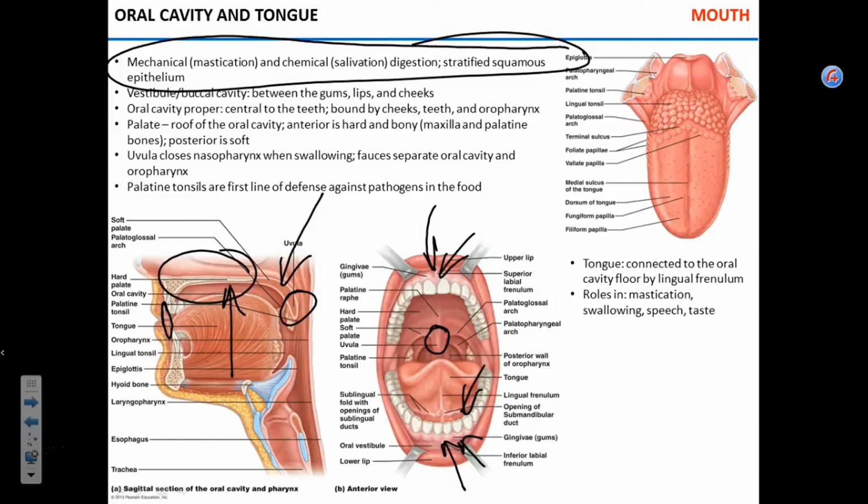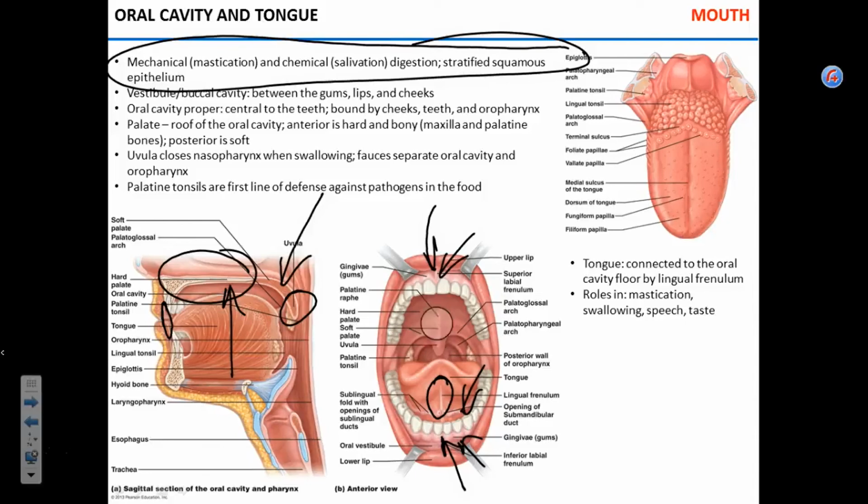Word-wise, labia refers to the lips. So the lower lip is the inferior labium, and the upper lip is the superior labium. So the inferior labial frenulum is the little structure that connects the gums and the lower lip. Then the lingual frenulum is the structure that connects the anterior portion of your tongue to the bottom of the oral cavity.